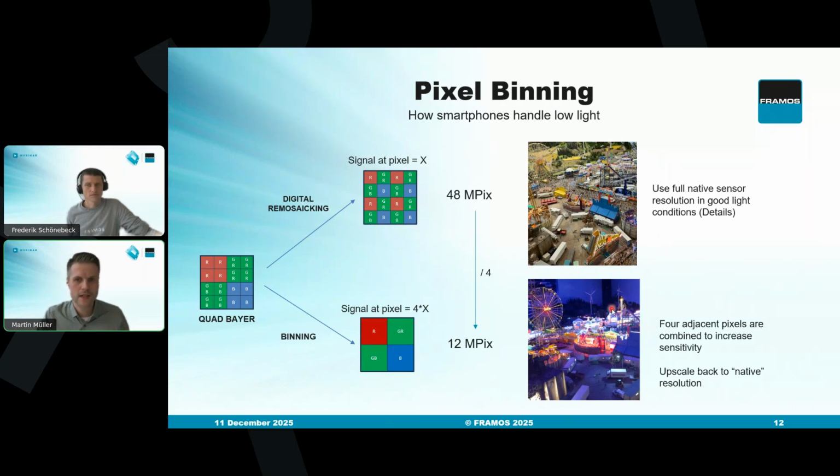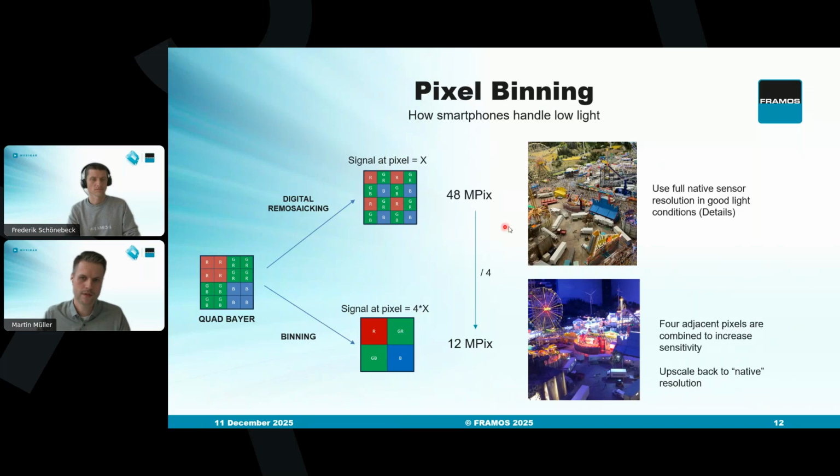But when it comes to night scenes, the smartphones do a trick. They use a binning feature, which combines four adjacent pixels of one cluster into one. So it always combines groups of 4 pixels into 1, which means the resolution will drop from 48 to 12 megapixels. But at the same time, the signal at the pixel becomes 4 times higher. That means you have better light sensitivity and less noise. And finally, smartphones usually do a back conversion and upscaling to the native resolution, so that you won't even notice this in the final image, because 12 megapixels is still a high resolution.